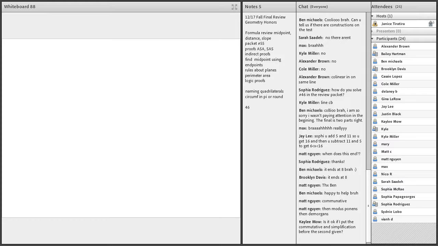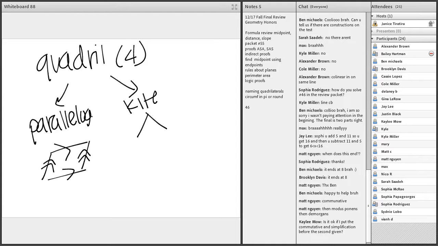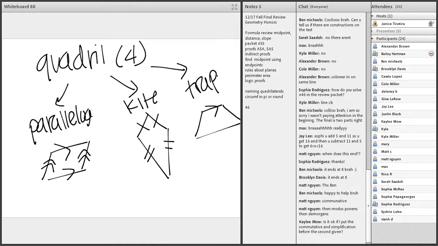All right, quadrilaterals. So quadrilaterals have 4 sides, and one case it could be is a parallelogram. And that's if opposite sides are parallel. Or it could be a kite where nothing is parallel, but the 2 neighbors are congruent and another 2 neighbors are congruent. A third figure could be a trapezoid. That one does have parallel, but only one pair, not 2.